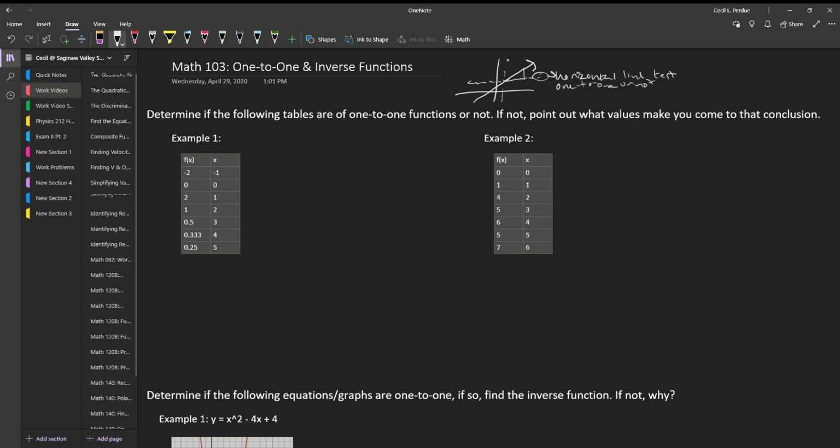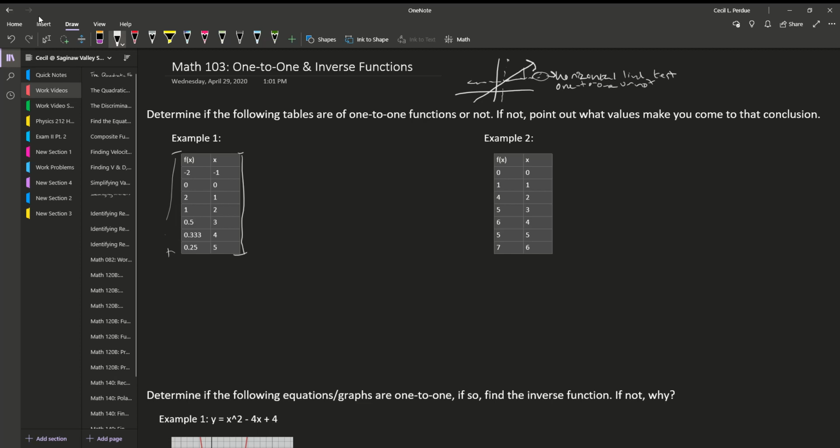If we want to look towards our examples, we have just some tables of random values for some function. We don't know what that function is, but when we plug in these x values on the right, we get these y values on the left. For the first one, we get -2 when we plug in -1, 0 when we plug in 0, 2 when we plug in 1, 1 when we plug in 2, 0.5 when we plug in 3, 0.33 when we plug in 4, and 0.25 when we plug in 5.